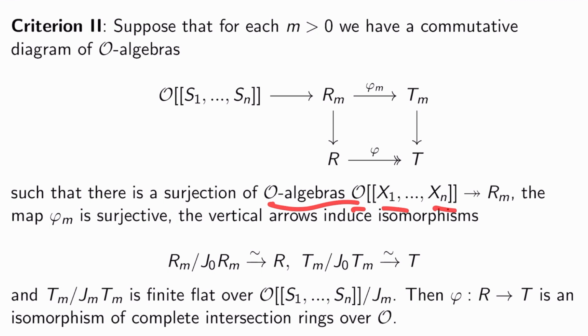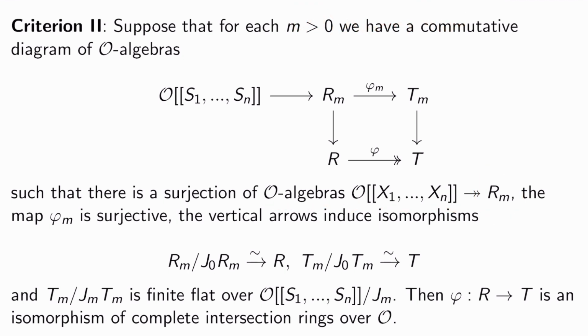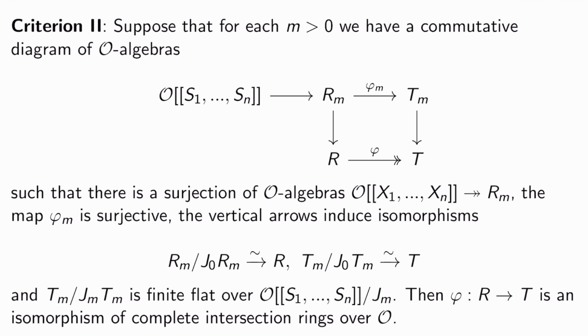So suppose we have this for each m, such that there's actually a surjection of O algebras from O double bracket x1 through xn onto R m. So there's like another arrow up here. I always think of it as O double bracket x1 to xn surjecting onto R m. And then suppose also that these vertical arrows here induce isomorphisms between R and R m mod J0 R m, and T and T m mod J0 T m.